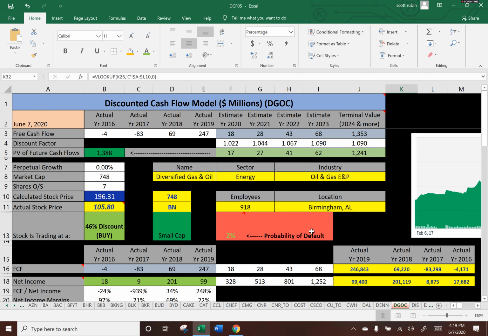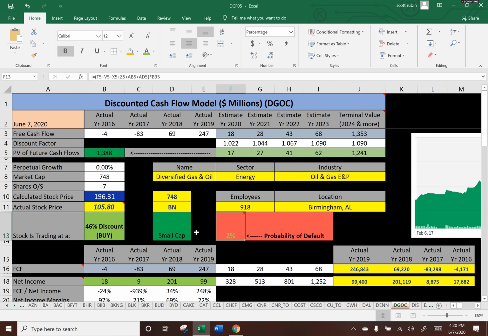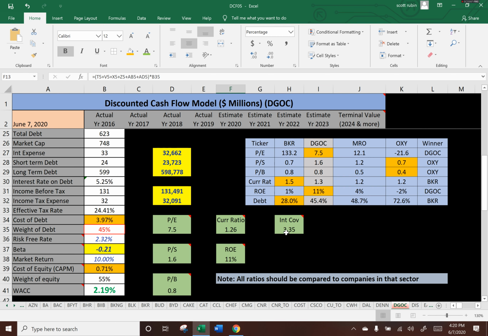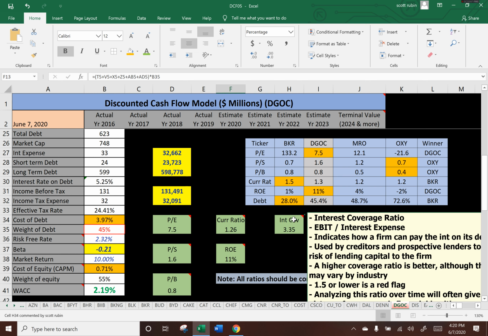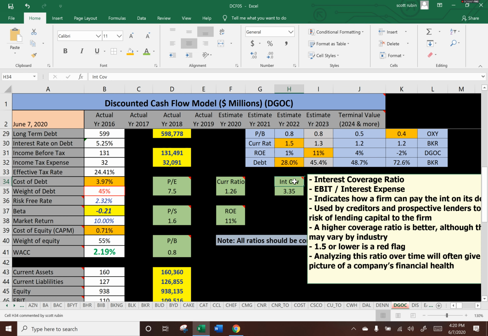I just added this new field, probability of default. And it's based on your interest coverage ratio, percentage of debt, market cap, free cash flow, and current ratio. And it's kind of a calculation of all those. And so it's only 2% for this company, which is good. Oh, and interest coverage ratio, I didn't cover. That's an important thing too, because that could force companies into default if you don't have enough earnings to cover your interest payments.